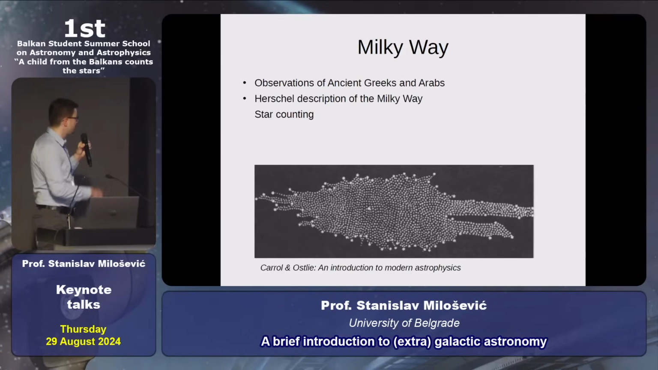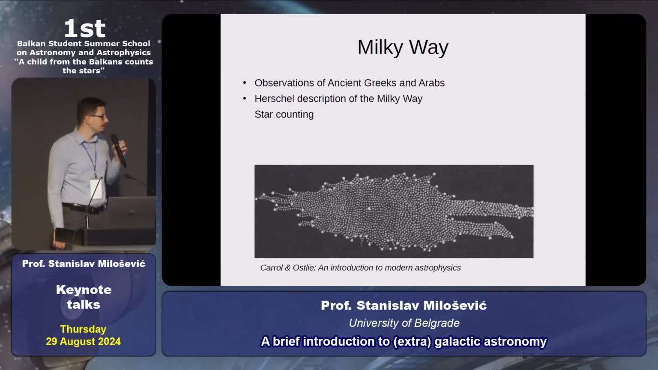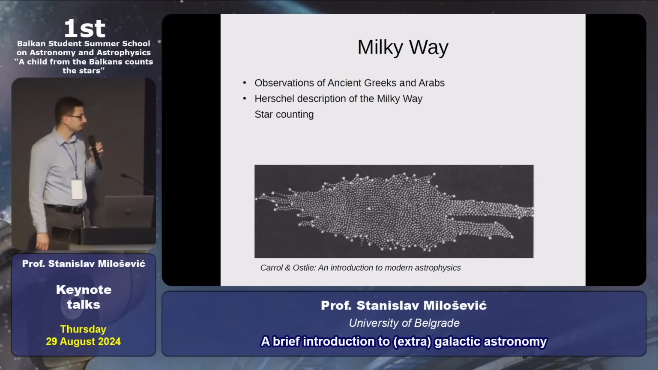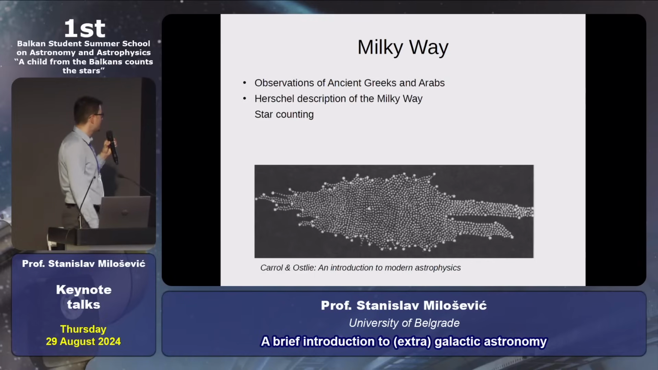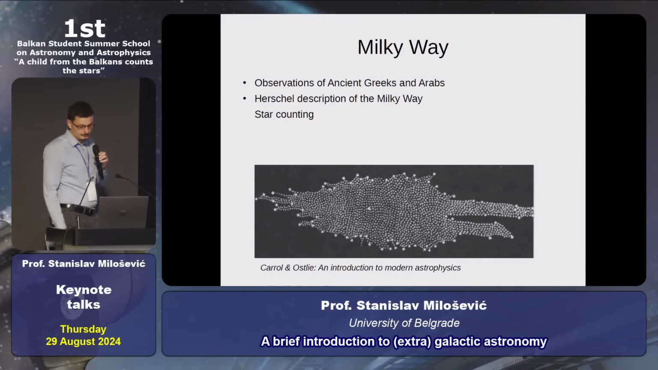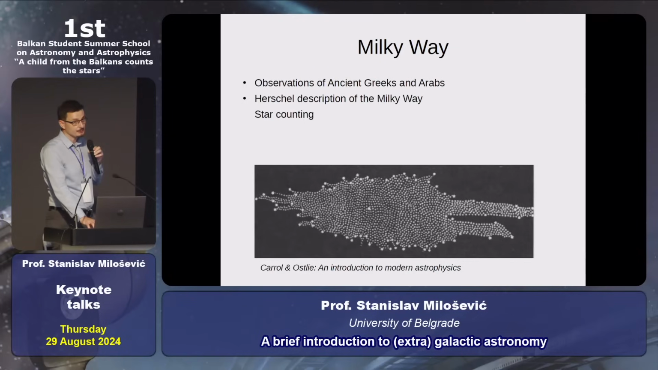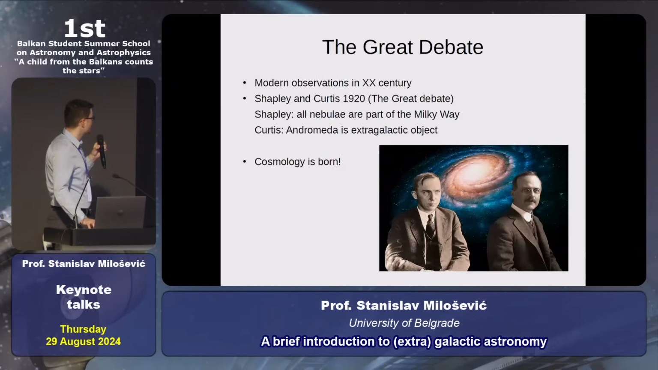You can see this map in one very nice textbook called An Introduction to Modern Astrophysics. It's a pretty large book with various topics, written by Carroll and Ostlie. My recommendation is to read some chapters of this book, and I will give you references at the end of the lecture.